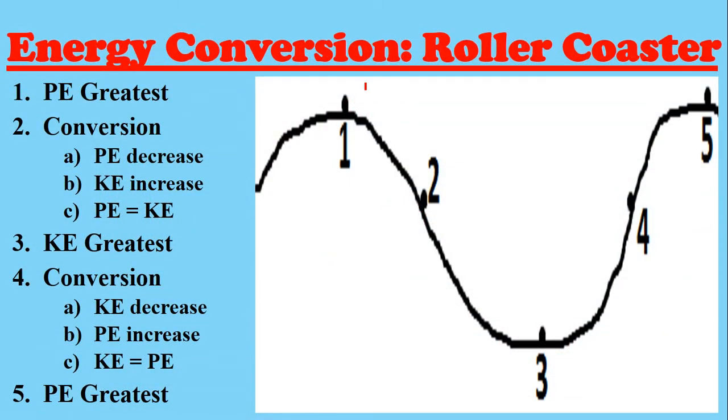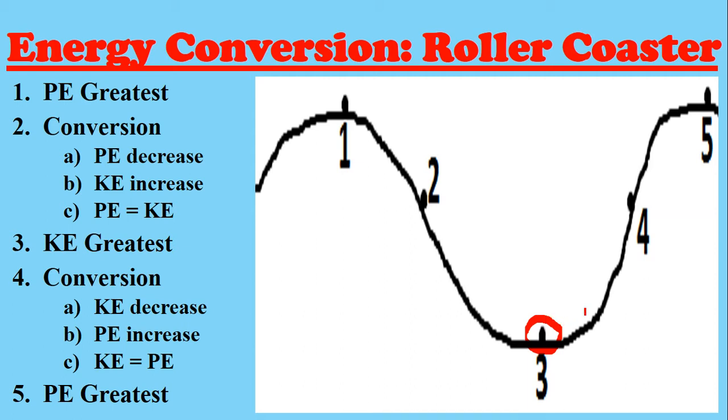For the first energy conversion we're going to talk about, it is the roller coaster. So I have 5 points up here, and we're going to talk about each point. So you go up to the first point, you're at the top of the first hill, you have the greatest potential energy. As you go down the first hill, at point 2, you are converting between potential energy and kinetic energy. Potential energy is decreasing while kinetic energy is increasing. But at point 2, they're about equal. When you get to the bottom of the hill, at point 3 here, your kinetic energy is at its greatest.